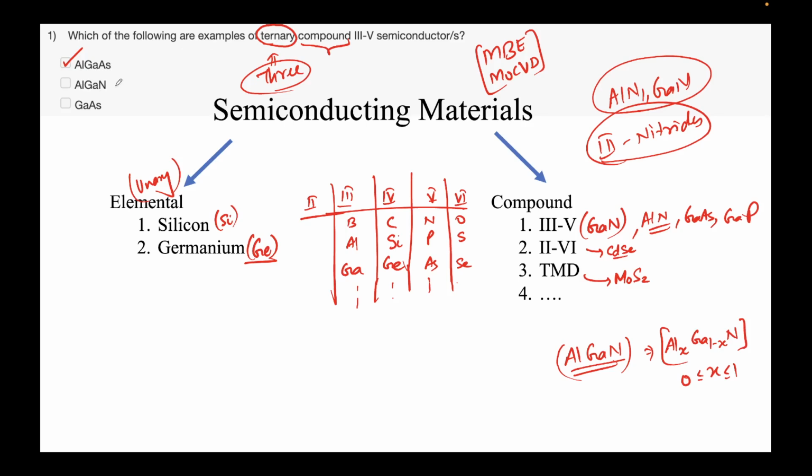Next is aluminium gallium nitride. Aluminium is group 3, gallium is group 3, nitride is group 5. So this is also satisfied. This is also a semiconductor, ternary. Gallium arsenide, it's a semiconductor, correct?